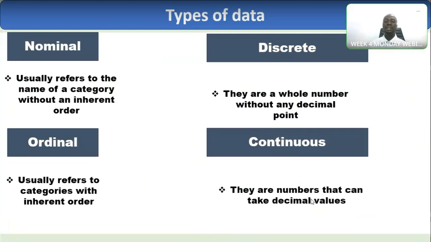Continuous data are those that take decimal values. For example, let's say, what are the weights of students in a particular class? Then you can have 50.1, 50.2, 60.5, and so on. That is a continuous data because we can represent it in a decimal point. If we say, what are the scores of the students in a particular class? That is a continuous data because a student can score 60.5, 60.1, 60.9, and so on.